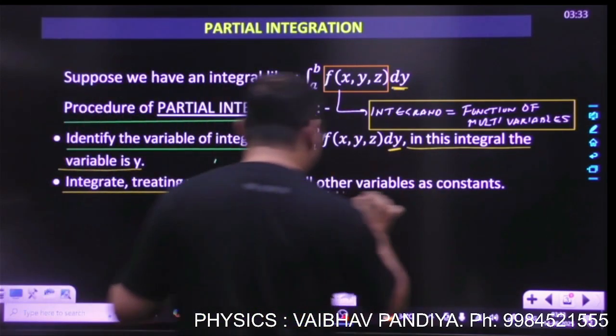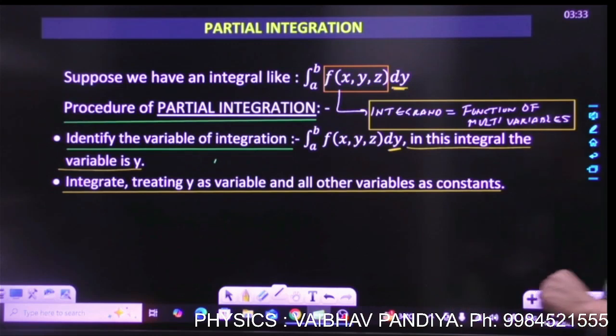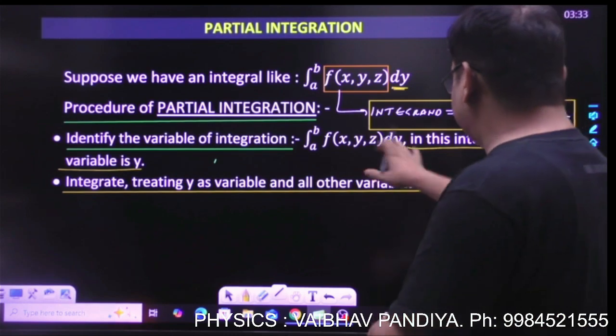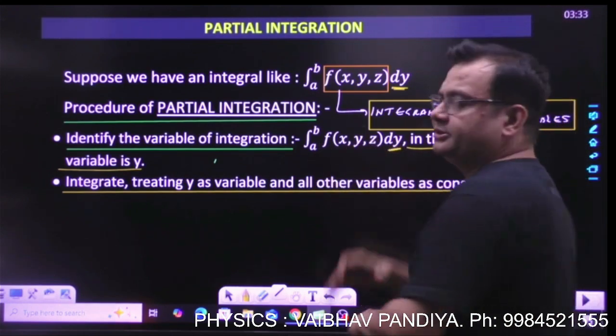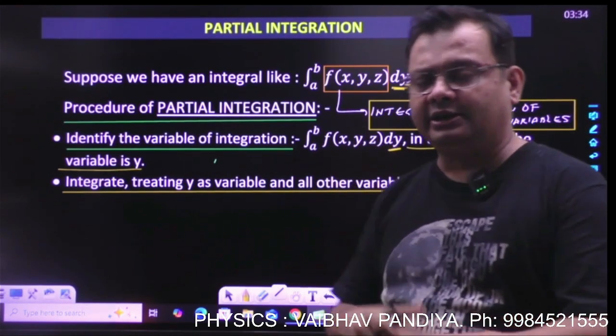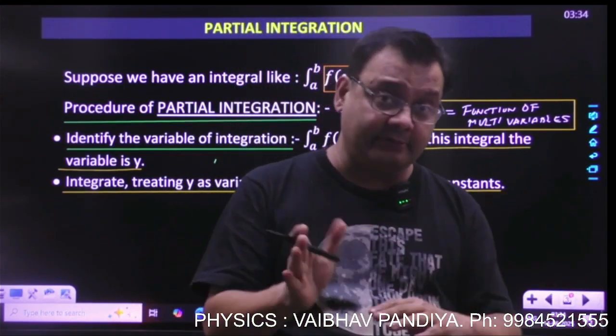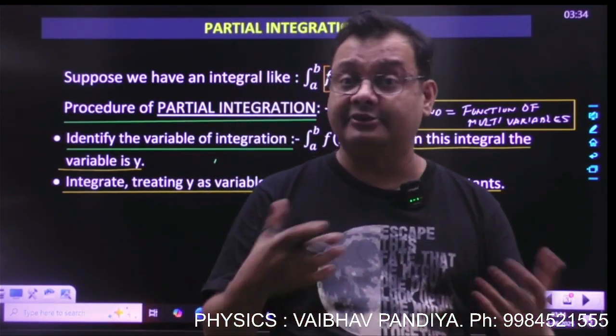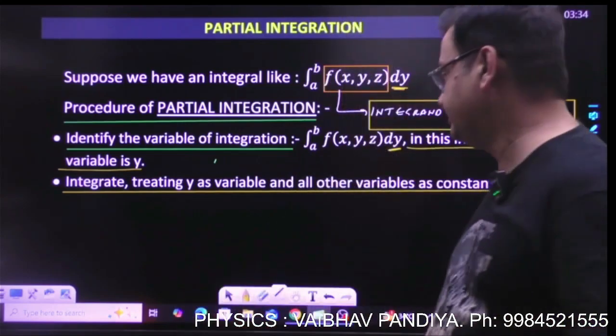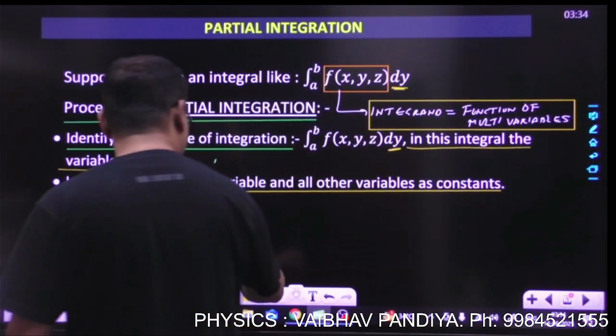Sorry. So you can write the heading partial integration. So these are the steps for partial integration. First, identify the variable of integration, like in this illustration, y is the variable of integration. And then what do you need to do? The variable of integration will be treated as a variable and all other variables will be treated as constants. Let me illustrate.